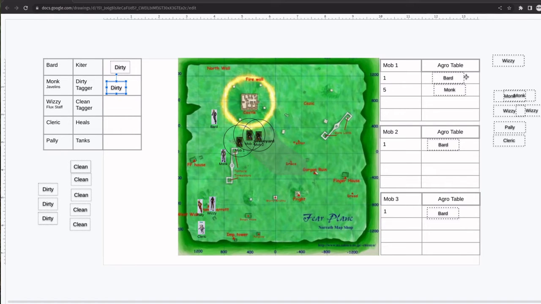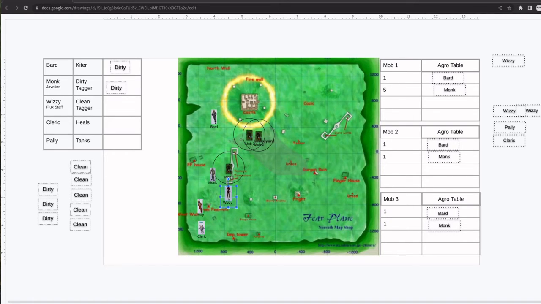Again, he's on the aggro table of all the other mobs, but again, it's just assist aggro on the other ones, so it is very, very light. Monk pulls down to the Wizzy. Mob 1 gets out of the aggro radius. The Wizzy comes up, and right as he's about to Flux Staff, mob 1 nukes the crap out of the monk and drops him down to like 40% health, and the monk is now hurting.